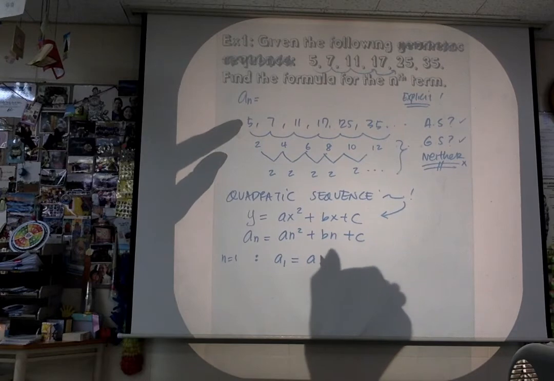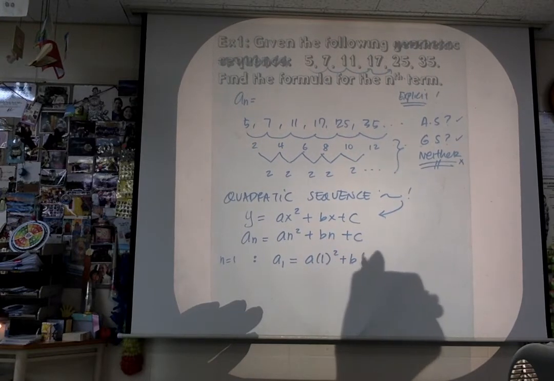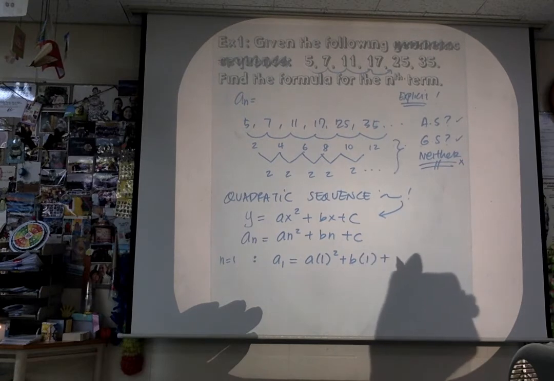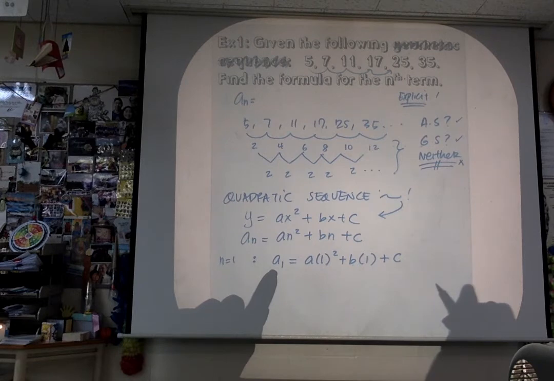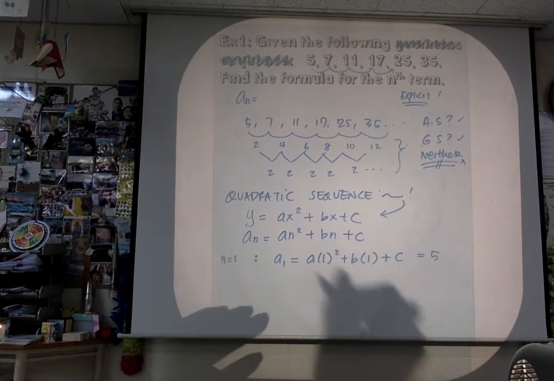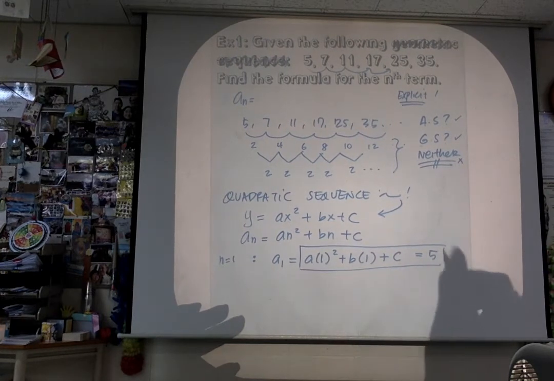You don't know what a is. Oh, no. But what's n? n is 1, squared. What's b? Oh, no, but n is 1. c is, oh, no. But don't you know what a sub 1 is? What's the a sub 1 in the sequence? 5. We have our first equation.